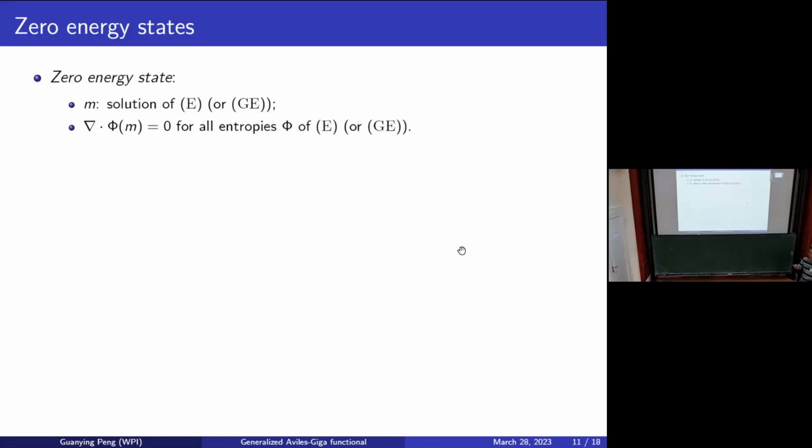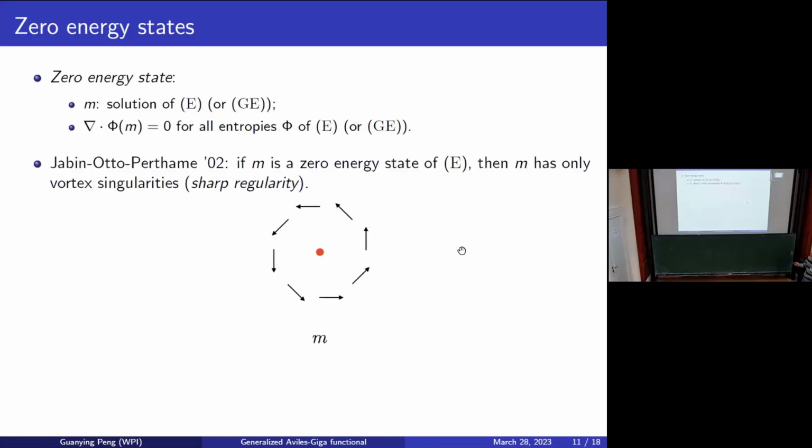In fact, these zero energy states come from limits of sequences with energy converging to zero. That's how they got their names. For the classical equation, the first systematic study of zero energy states was carried out by Xavier, Otto, and Pegon. They showed that zero energy states of the classical Eikonal equation can have only vortex singularities, and away from the vortex singularities, the vector field M must be locally Lipschitz continuous.